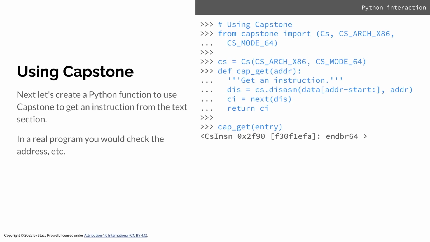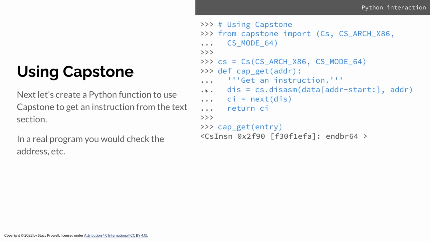And we could use Capstone to do that. So from Capstone, we'll import the usual suspects, and I'll create a little Capstone instance with the correct architecture and the correct mode, and then I can define a little function, and I'll call it capget. I'll give it an address, and that will fetch an instruction for me from the text section. So remember, data I got earlier, that's my text data. Adder I got earlier, that's my argument to this function. Start I got earlier, that's the address of the start of the text section.